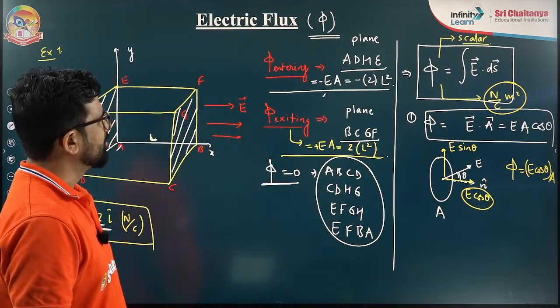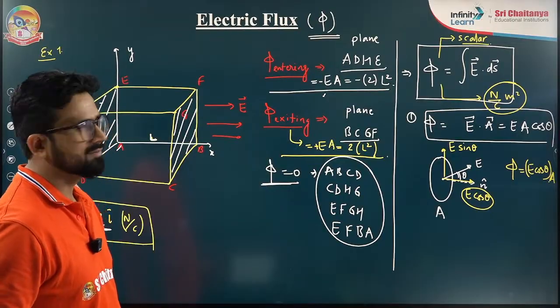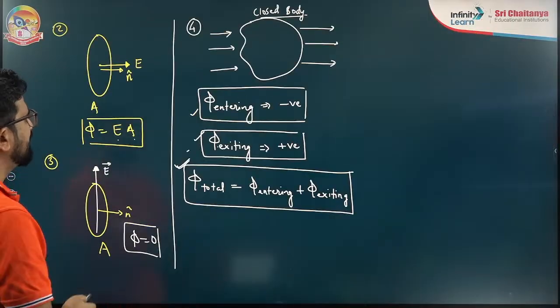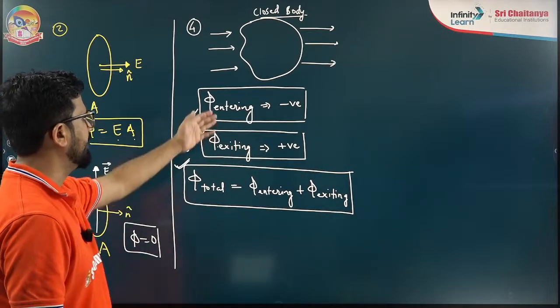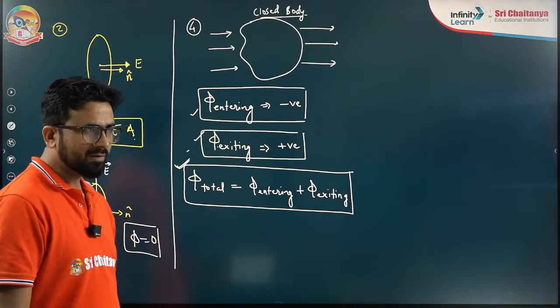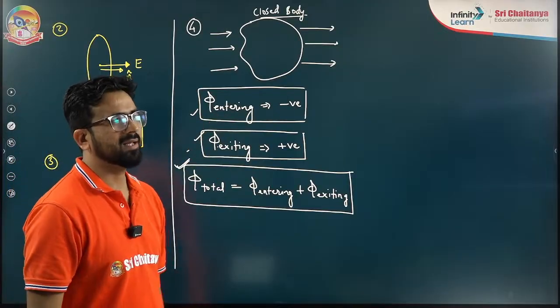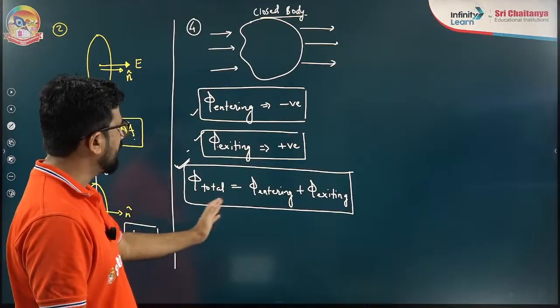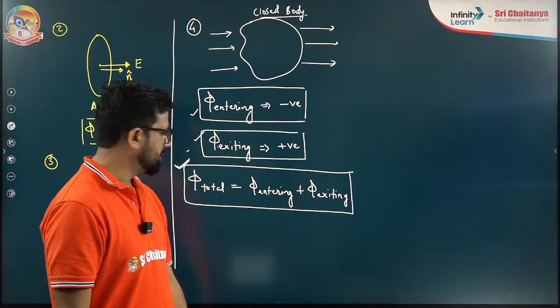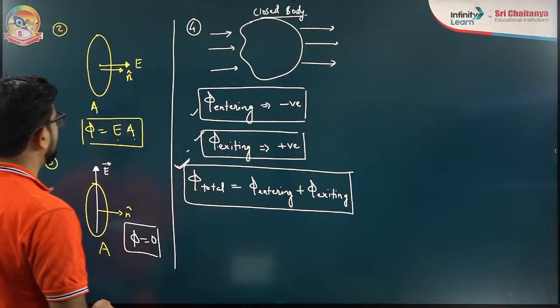Okay. So this was the very basic thing that we were discussing. After that, we discussed, for a closed body or an open body, how we see the entering flux, exiting flux, or total flux. I told you the entering flux is negative, and exiting flux we take as positive, and accordingly we can write the total flux also. Based upon this, we have discussed a few concepts.